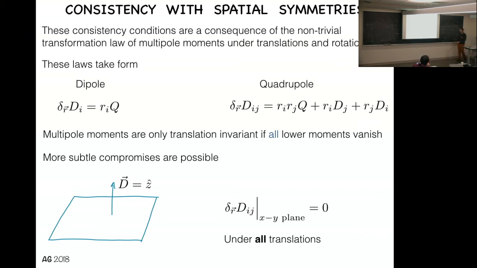Let me just explain it in an example, because it's the easiest to understand that way. Imagine I have a system where the dipole moment in the x and y directions in this plane is zero, fixed to be zero, constrained by a conservation law. But in the z direction, I can actually have any dipole moment I want. Well, then it turns out that the xx, xy, and yy components of the quadrupole moment are still invariant under all translations.